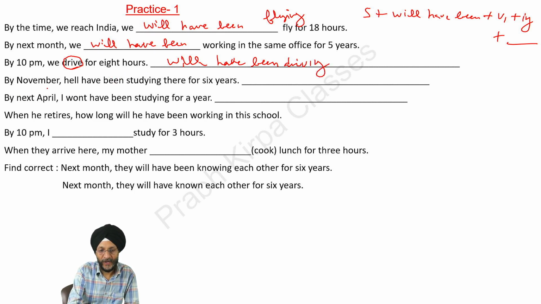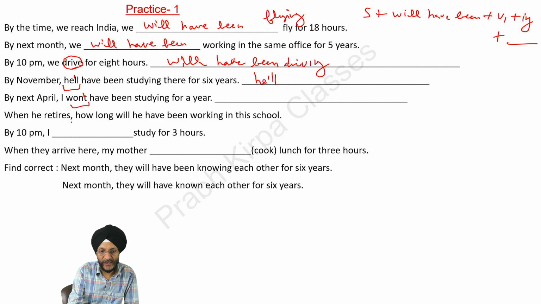By November, he'll have been studying for 6 years. Here you can see that a contraction of he will has been used. So it is to be written as he will. The apostrophe is not there. He will have been studying there for 6 years. Next, the rest of the sentence is okay. Only the contraction has been written wrongly. By next April, I won't have been studying for a year. Here again, in the contraction, the apostrophe is not there.